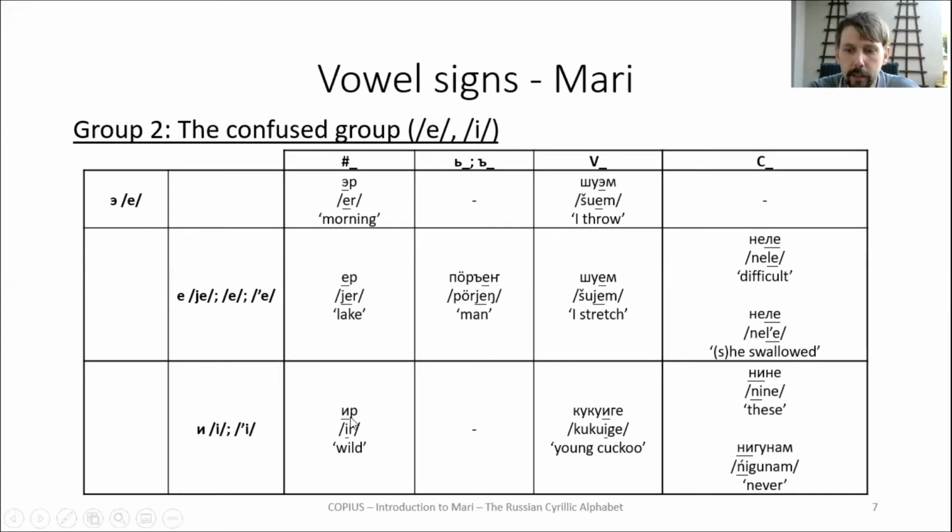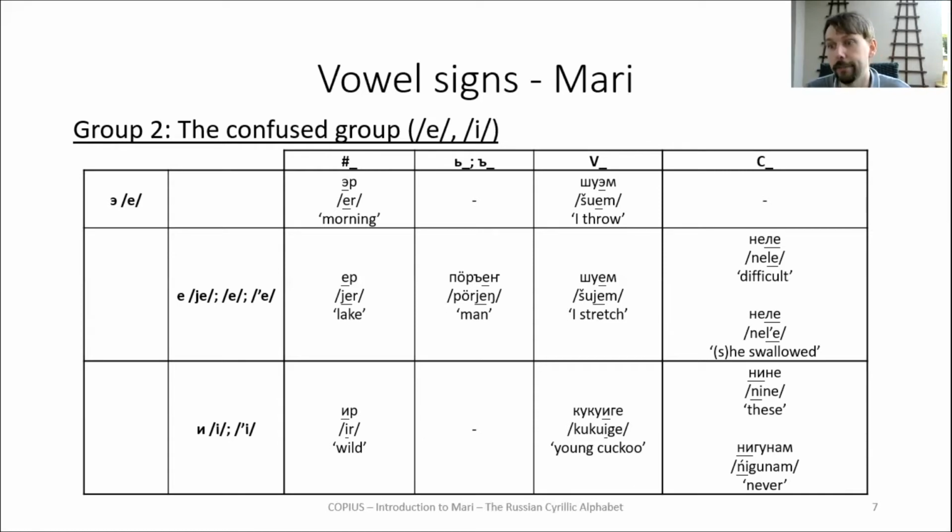So E, we have in the word initial position, we have this E. I'm not showing here mechanisms of how to orthographically realize Y because that doesn't happen in Mari. It's a purely academic question. We have after vowels. This only again happens at morpheme boundaries in compounds, like if we have kuku ige, a young cuckoo. Here we have then the same symbol is used.